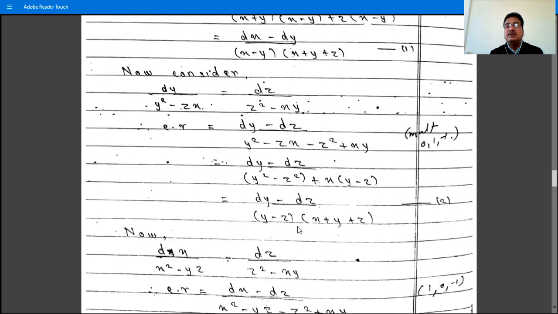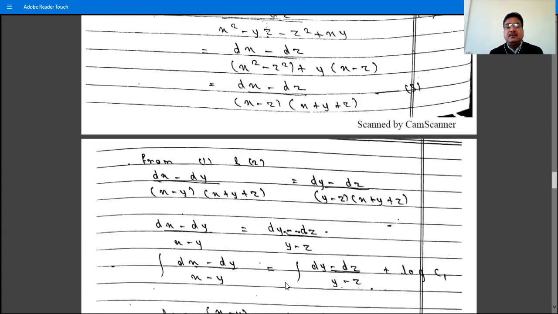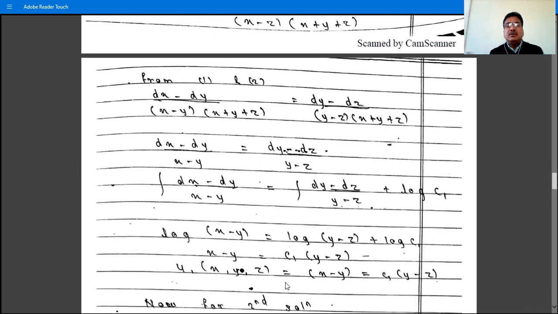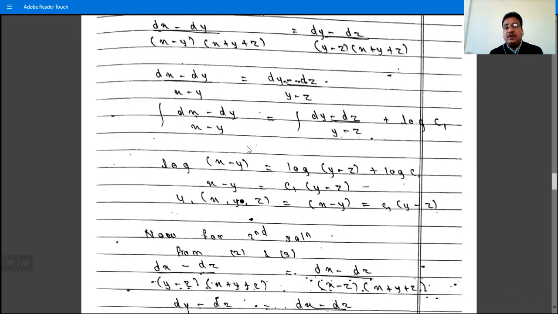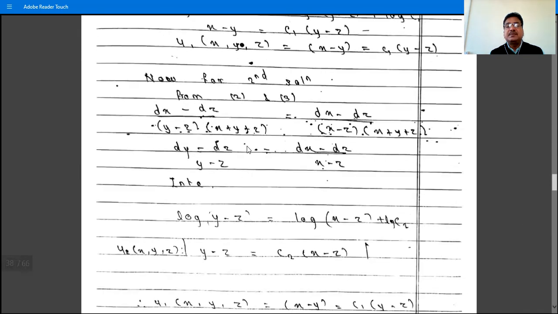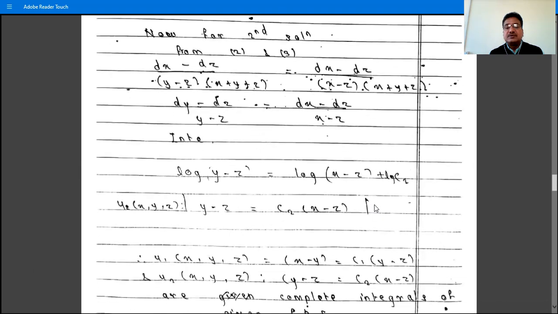Or here is another method where the multipliers are 0, 1, minus 1. For this example, the multipliers are 1, minus 1, 0. So out of these three ratios, compare any two. We have the first solution, and compare the first and third, and then the second and third. We have the two solutions.